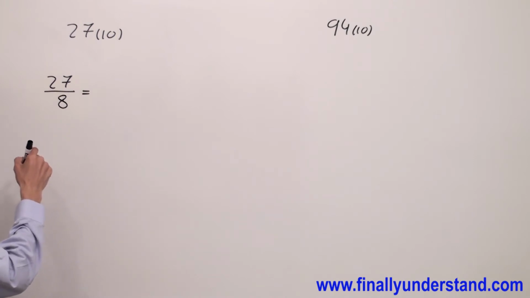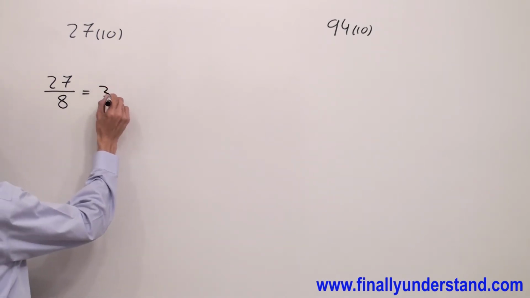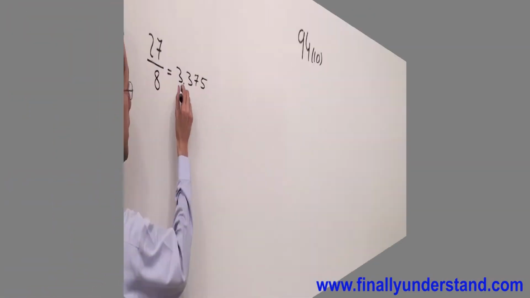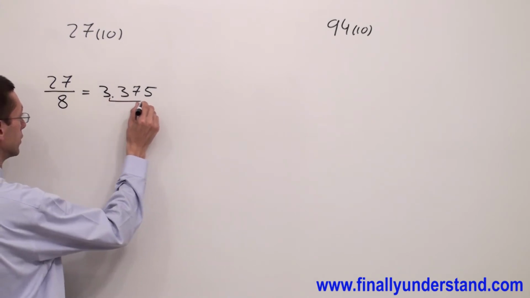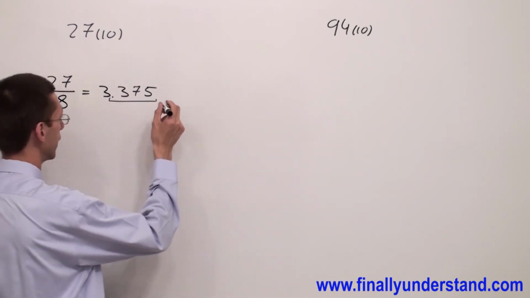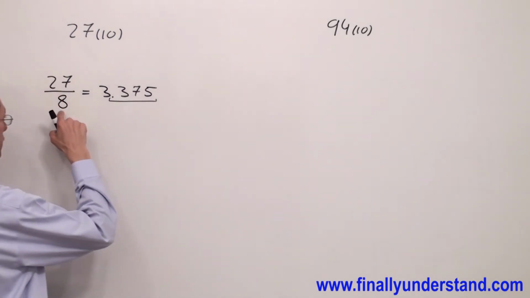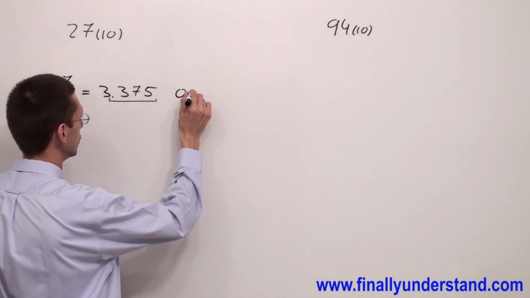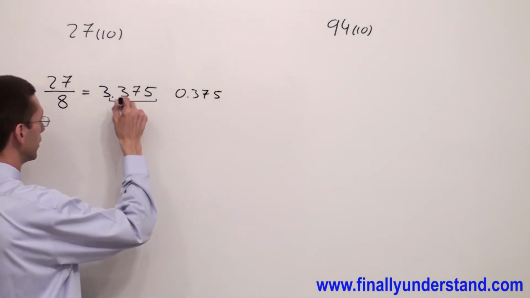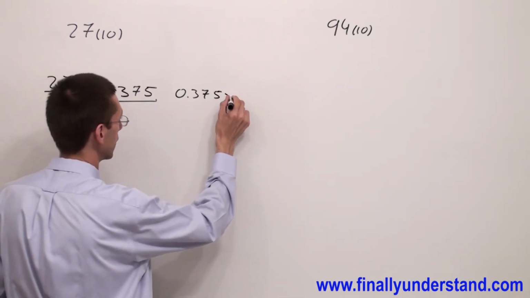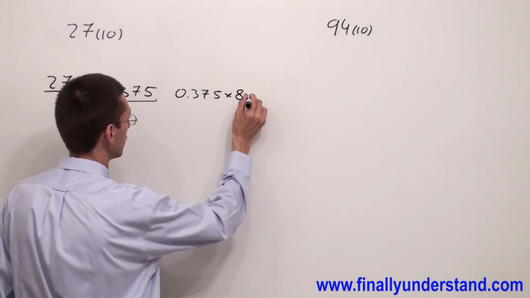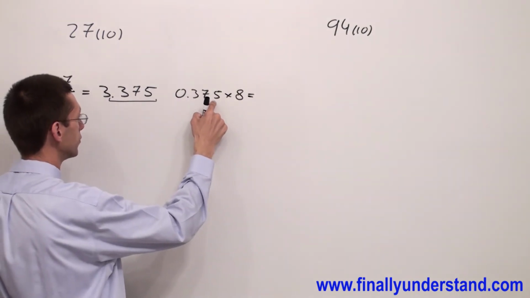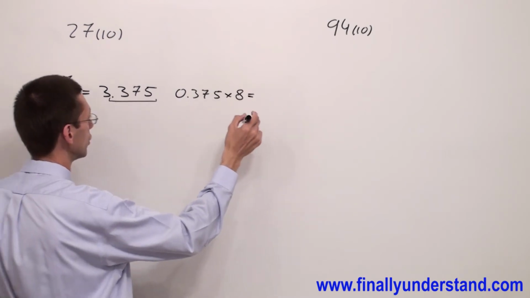27 divided by 8 is equal to 3.375. Next, you're supposed to take the decimal part of this number and multiply it by 8, by the base of the octal system. So I have 0.375. I simply copied just this part of the number, and I have to multiply this by 8. 0.375 times 8 is equal to 3.